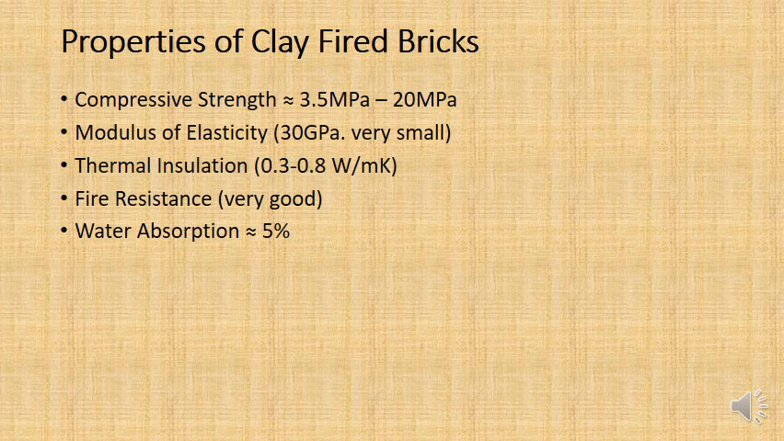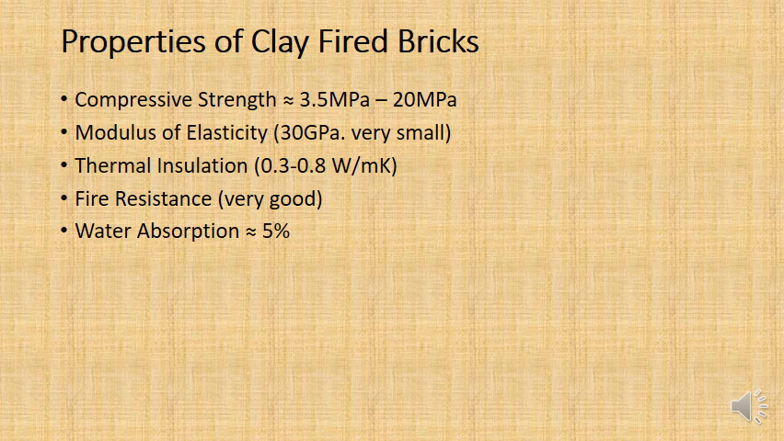Just for comparison, the concrete blocks that you normally find in masonry here in Kurdistan have a compressive strength of anywhere between 10 to 15 megapascals. So clay-fired bricks can actually be strong enough for building any two-story house quite easily. There's no reason why a lot of the houses being built in Kurdistan currently out of concrete blocks couldn't be built out of clay bricks.